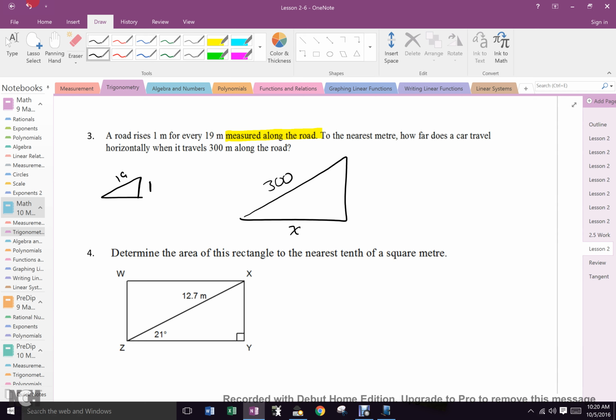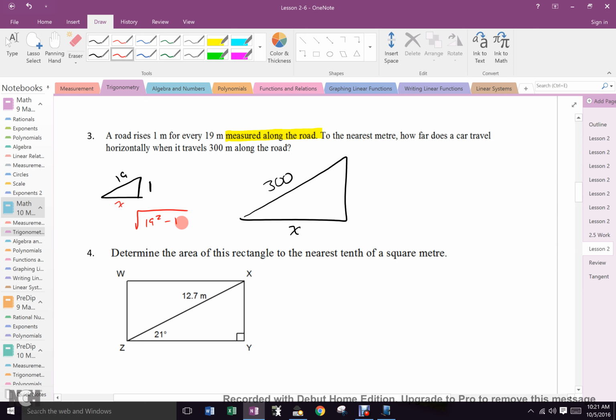So how am I going to solve this? Who has a way to start? You might not have the right answer, but how are you going to start? Antonio? I would want to find the bottom length of the first column. You would want to find this x right here, yeah? And how would you find that? You would use Pythagoras. So this is the square root of 19 squared minus 1, yes?